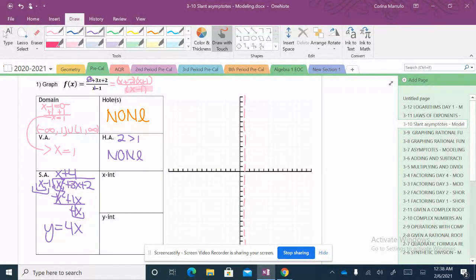The way we graph it is we find the slope. What? Why did I write 4x? It's x plus 4. What the heck? x plus 4. I have no idea. It's this right here.